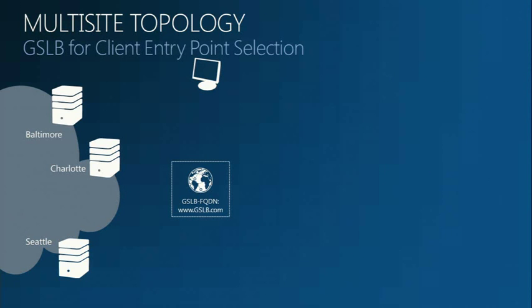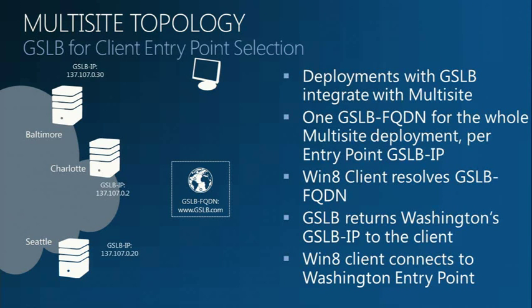Speaking of which, if you're using GSLB for the client entry points, it's pretty interesting. Basically, what happens is you're going to pick a single load balancer fully qualified domain name, and that fully qualified domain name is what's going to be put into the configuration of DirectAccess that gets pushed out via GPO to all the clients. The client's going to come up and try to resolve that FQDN. When it gets that FQDN back, the GSLB has some sort of an algorithm, depending on what GSLB you use and how it's configured, for determining what site to send it to.